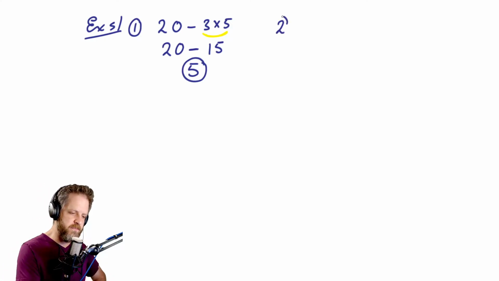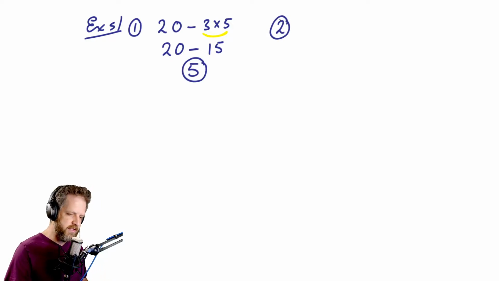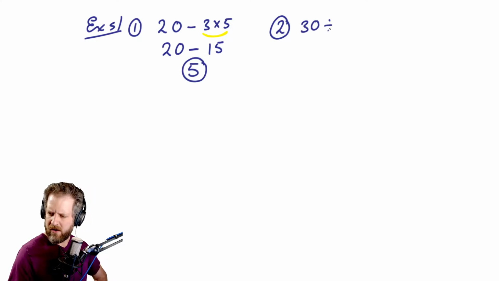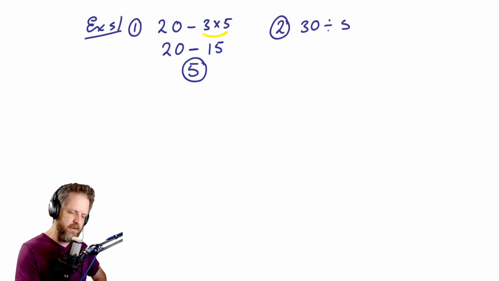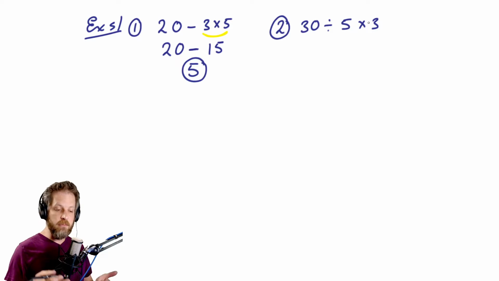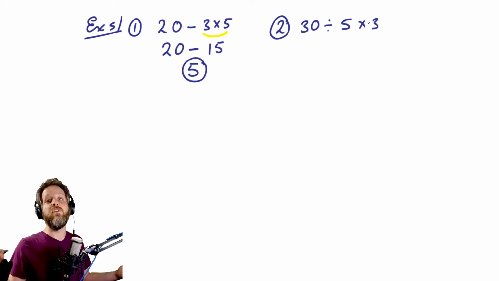Example number 2 is going to be 30 divided by 5 times 3. So we walk down our 3 steps. We look for grouping symbols. There are none. So multiplication, division. Well, there's both. There's division and multiplication. Which one do we do first?